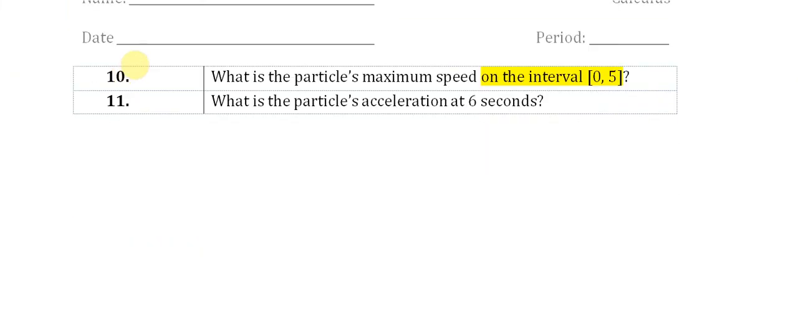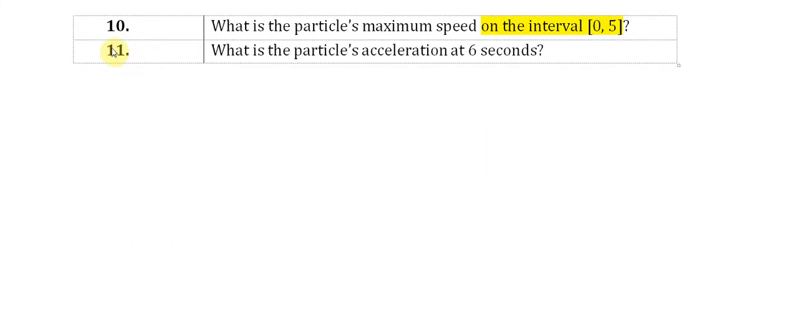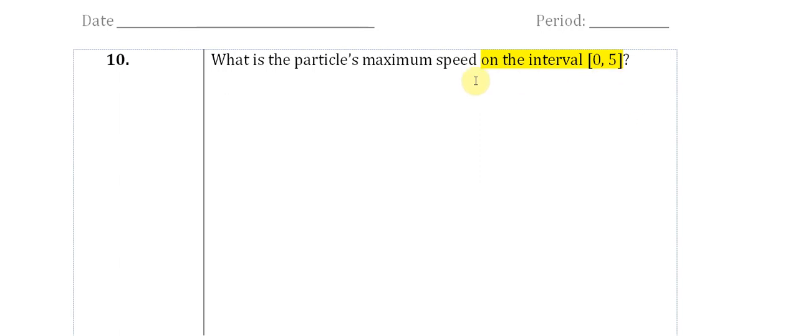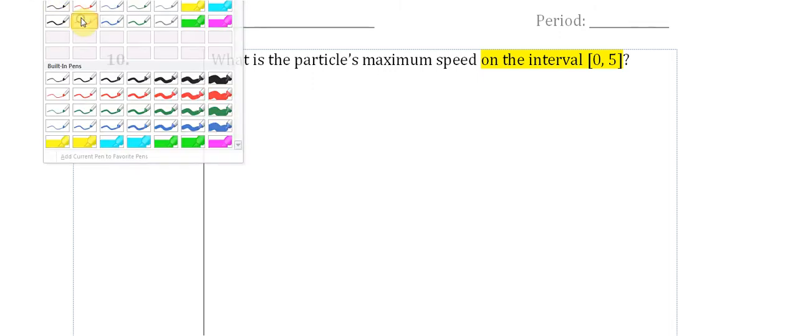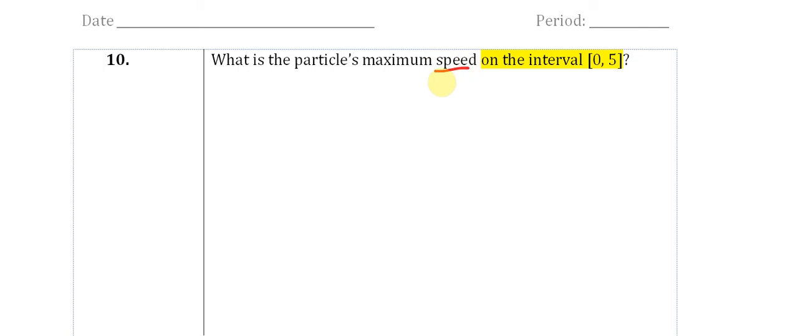Okay, so now we have 2 final questions remaining, and I have to clarify this was a typo in the notes that I may have handed out to you. I didn't give you this interval. We need to find the particle's maximum speed on this interval. Remember that speed is the absolute value of the velocity. So it's not just the velocity, it's the absolute value of the velocity.